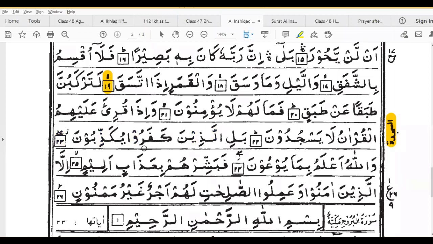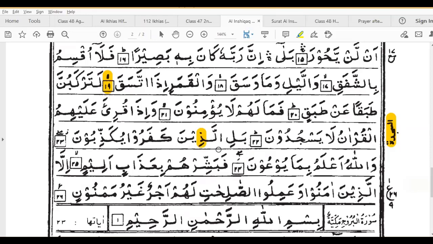Balillazina kafaru yukazzibun. Excellent, really nicely read. Remember, this is the sound of the. Yes, well done. Remember not to say a Z. It's a letter where we have to take the tip of our tongue and touch it to our top teeth.